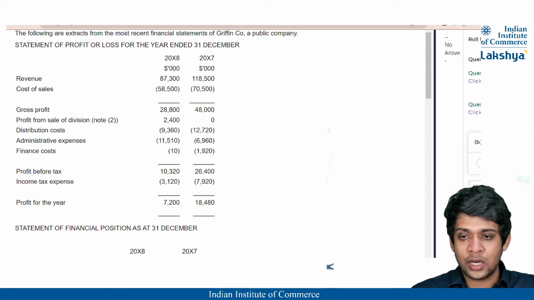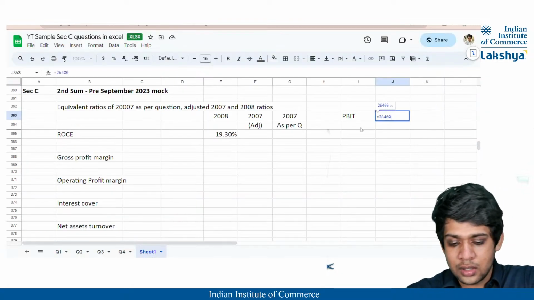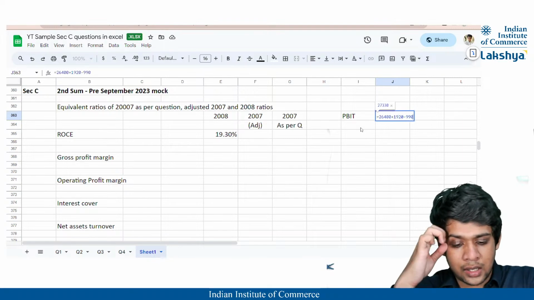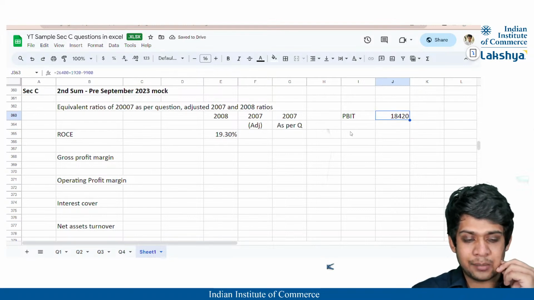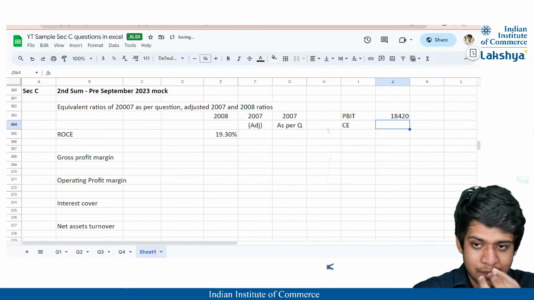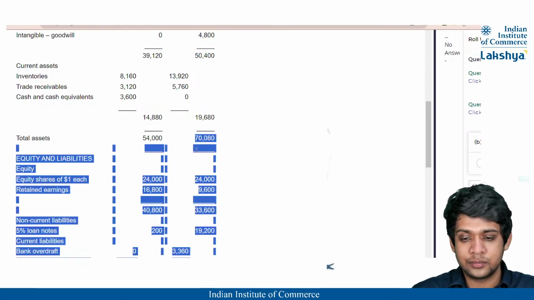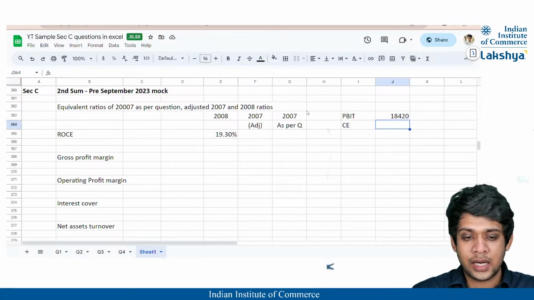So it will be 26,400 plus 1920 minus 9,900, correct? So our profit before interest and tax, guys, is nothing but 18,420, and our capital employed will be nothing but, you can see here, the total assets are 70,080, right? It is 70,080 minus the current liabilities of 17,280, right?